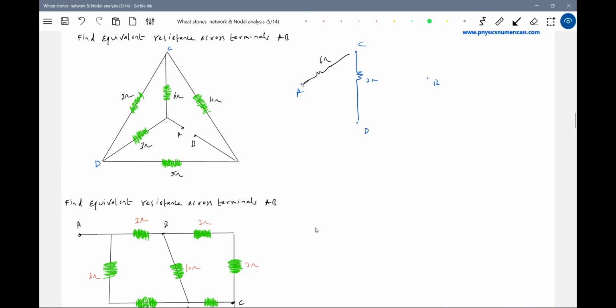Okay, fine. Look here now. Between A and D, a 3 ohm resistor is there. Between C and B, a 10 ohm resistor. Between B and D, a 5 ohm resistor. It is asking to get the resistance between A and B, no?